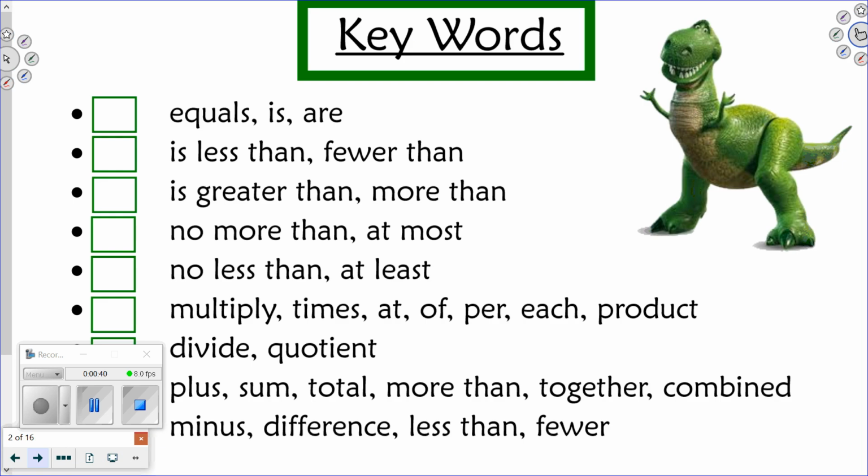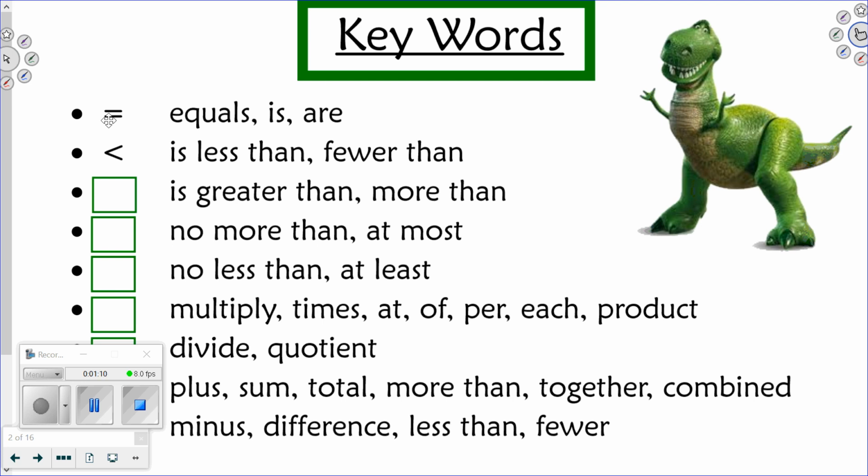All right, so equals, is, are, typically that is what you see for the equal sign. If you see that word is or are, that's where you would want to put the equals. Is less than and fewer than. That is a minus, or I'm sorry, less than or fewer than. It could be the minus sign, or if we're talking about inequality, that would be your less than symbol.